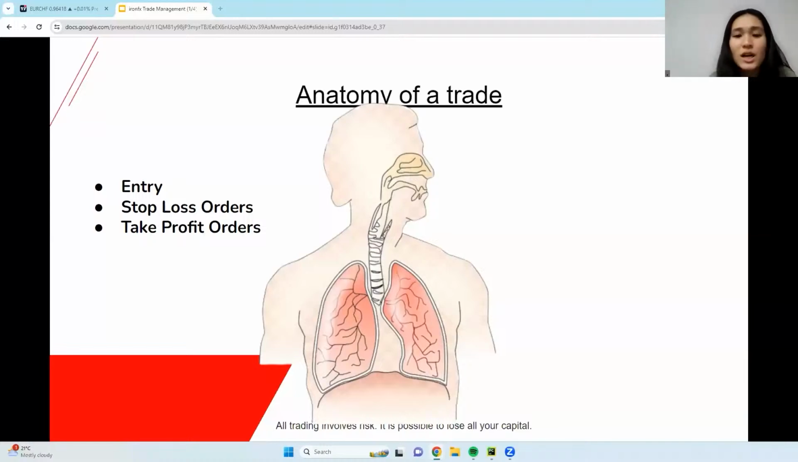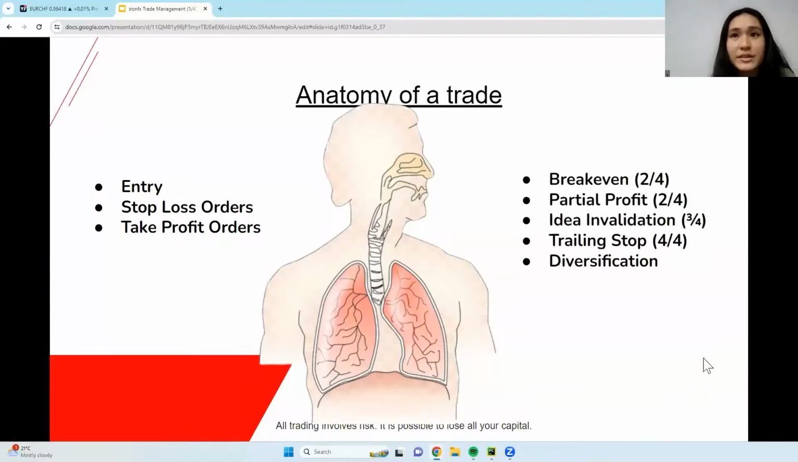In order to manage a trade, it's important to understand what it consists of. So in this webinar, we will be introducing the basics of trading, which are the three that we just went through. And we'll go through break even, partial profit, idea and validation in part 3, and part 2, and trailing stop loss in part 4. But it's important to know all of these as well.